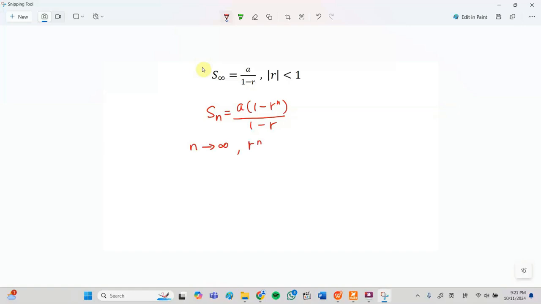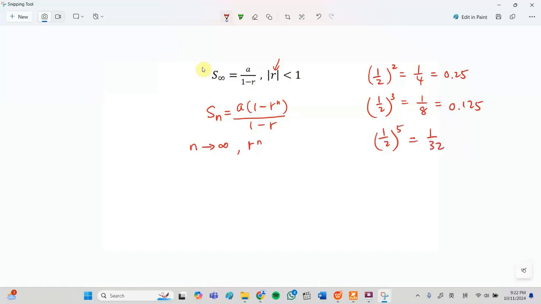So let me show you so that you have a better understanding. Let's say we take a value for r which is less than 1, for example 1 over 2 or 0.5. If you take this to the power of 2, you get 1 over 4. If you take 1 over 2 to the power of 3, you get 1 over 8. 1 over 4 is 0.25, 1 over 8 is 0.125. And if you take this to the power of 5, it equals 1 over 32, which is 0.03125. You'll see that the value actually becomes smaller and smaller.